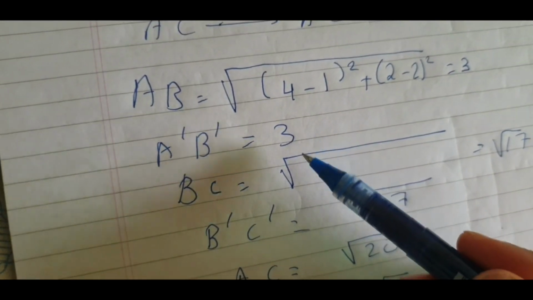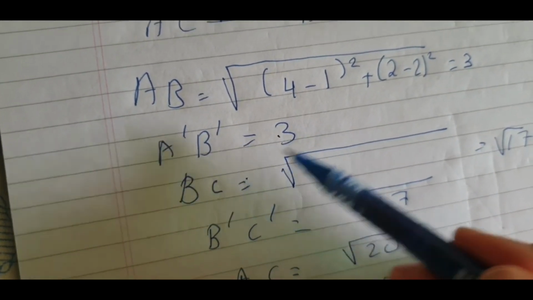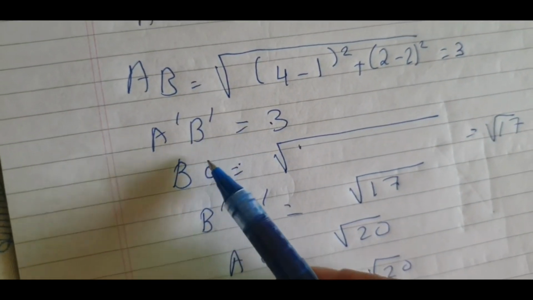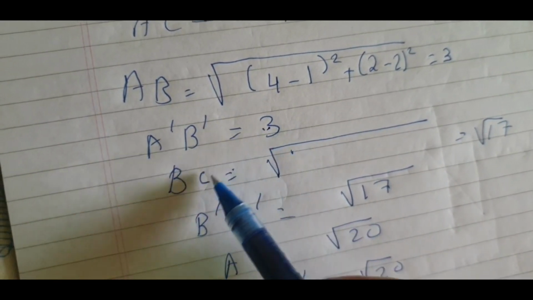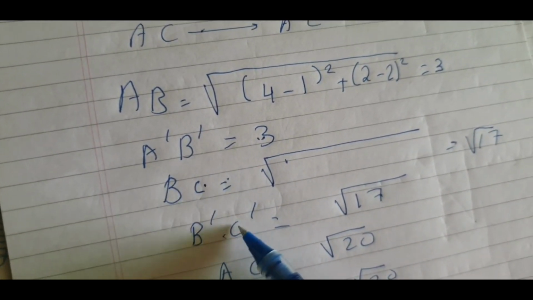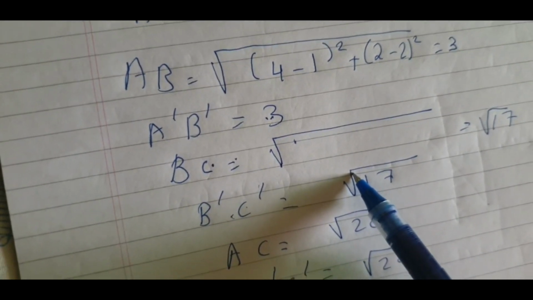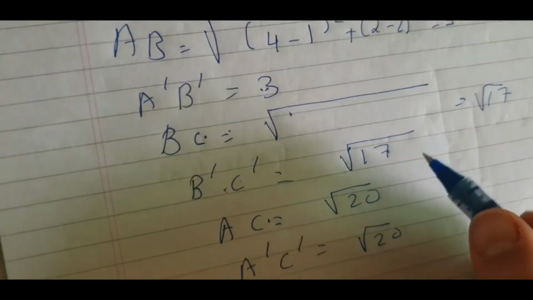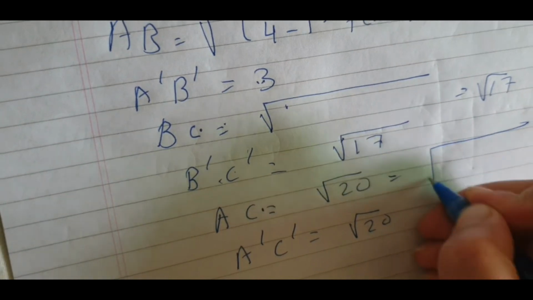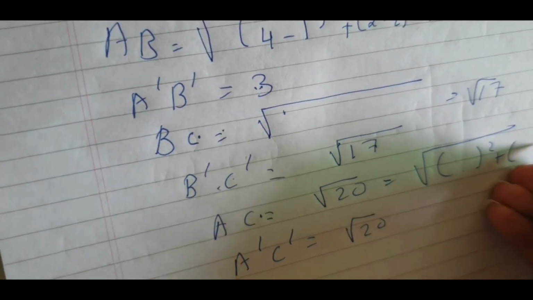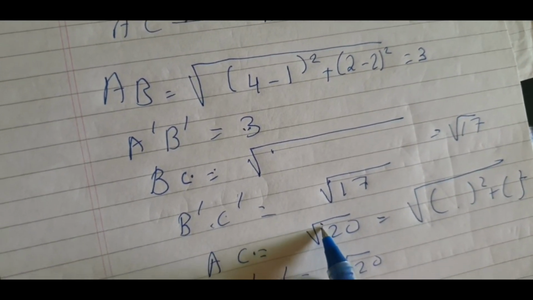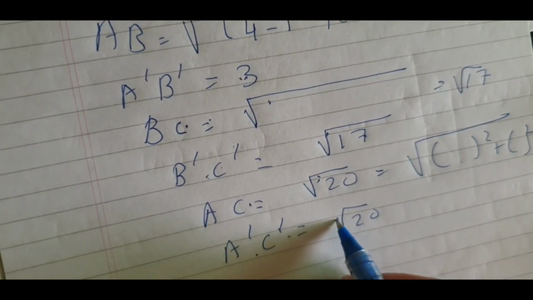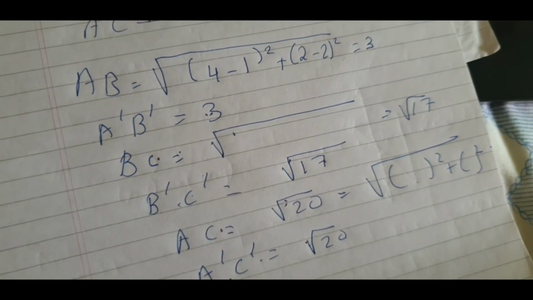I mean, you have to use the distance formula once, and then the second one will be the same. So I used it for AB, so A prime B prime is equal to 3 right away. I used it for BC, so B prime C prime is equal to square root 17 right away. I used it for AC, and you will find it is equal to square root of 20, so A prime C prime will be right away equal to square root of 20.